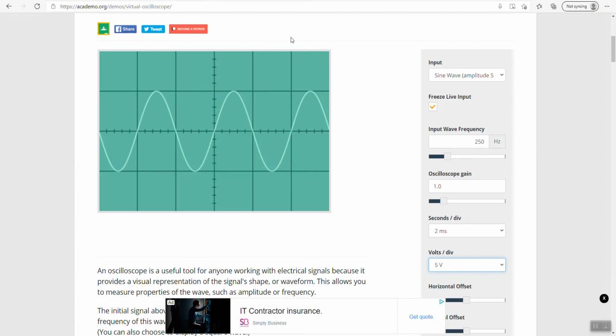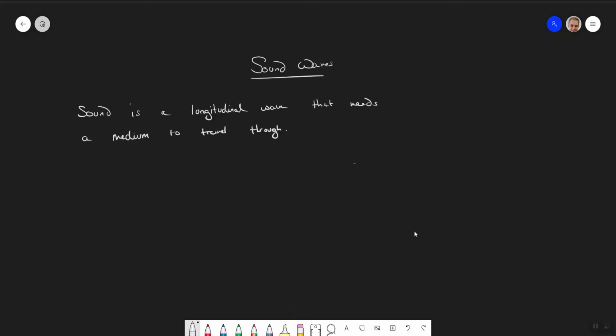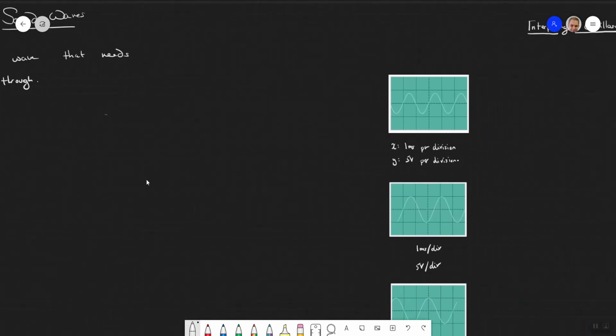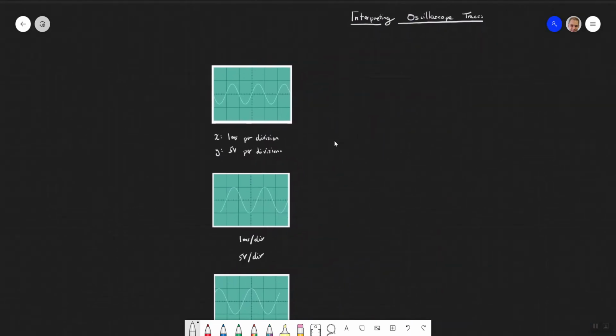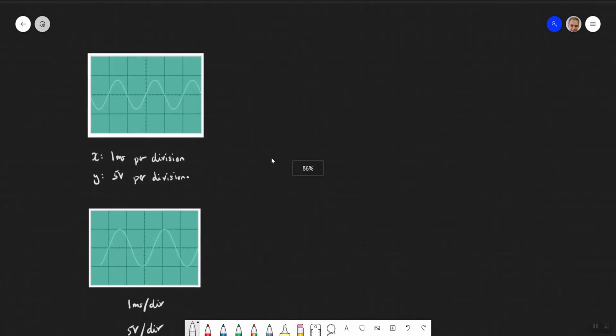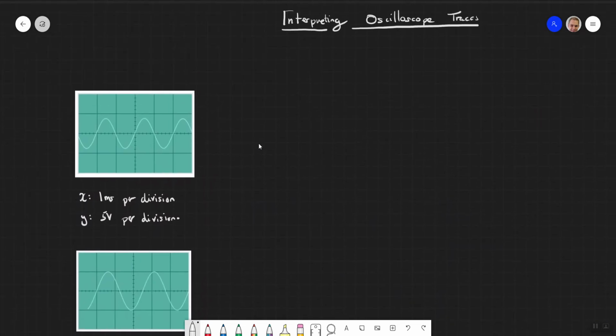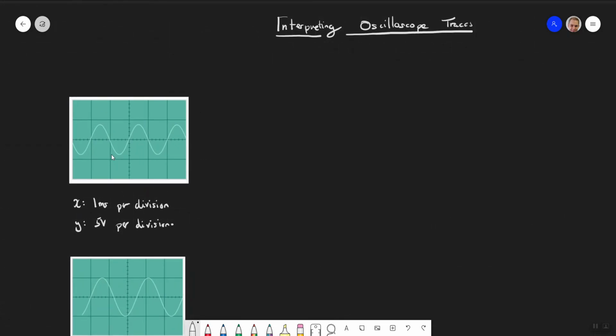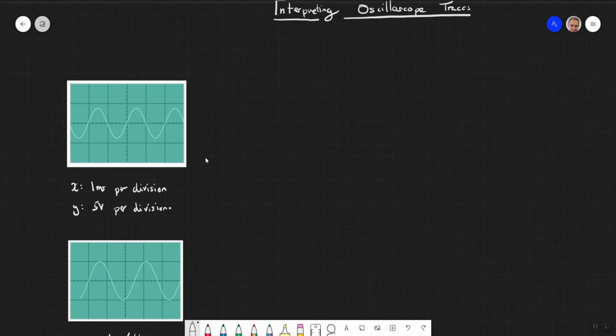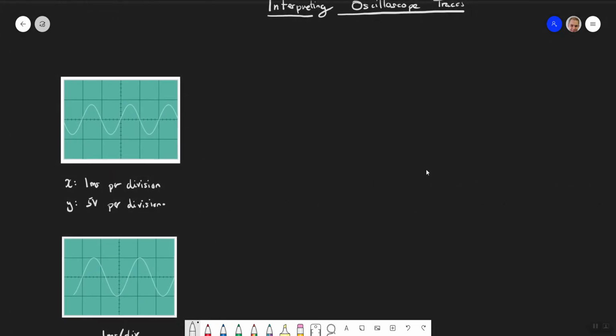So what I'm going to do is work through some problems. And so here we go. So this is interpreting the oscilloscope trace. We're going to try and work out a few different things. We're going to try and measure the frequency of these things, so we're using an oscilloscope.